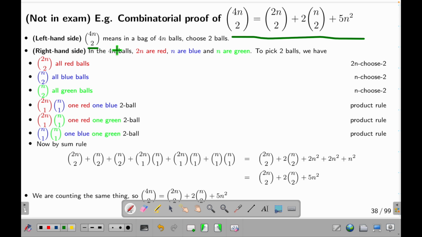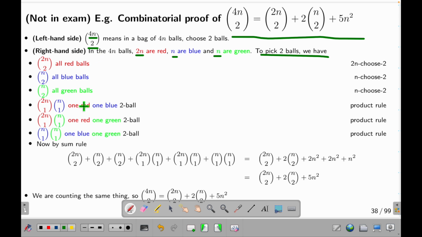The meaning is you have a bag of 4N balls. You pick 2 balls. Okay. Now this is what makes combinatorics interesting. You assume among these 4N balls, 2N of them are red, N of them are blue, and N of them are green. So how many balls do you have? 2N plus N plus N, 4N. And now you pick 2 balls from this red, green, blue set. Then you have the following combinations.